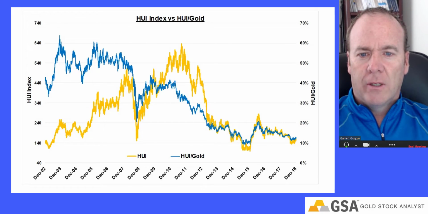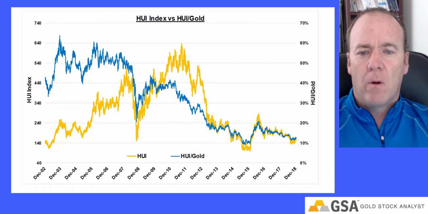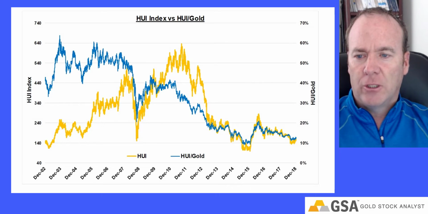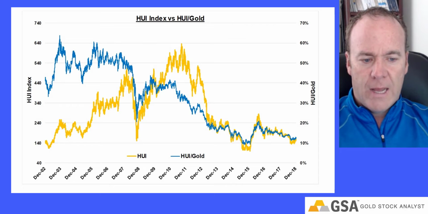Today we want to take a look at gold stock valuation. We've seen a lot of charts out there, similar to the one you're looking at now, that show the HUI index relative to gold. It's a simple metric. It shows that the HUI was about 60% of gold back in 2002, whereas now it's fallen to about 13% of gold. So we look at this as a very simplistic measure.